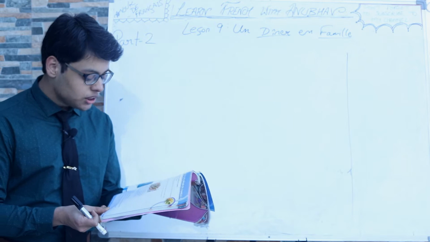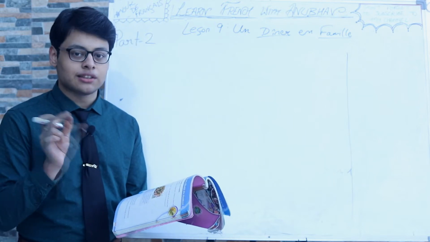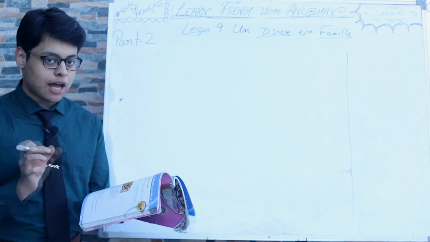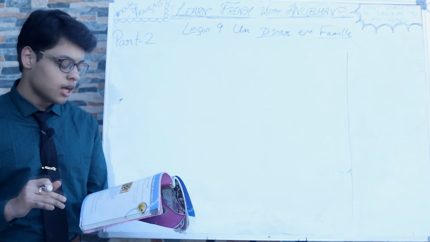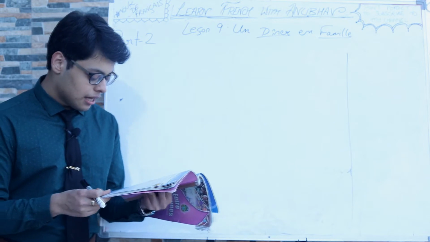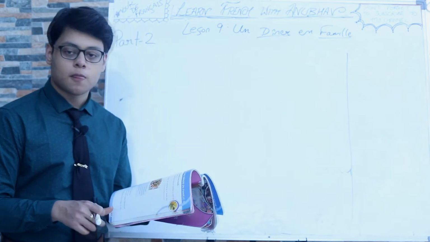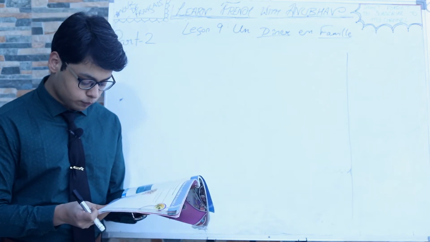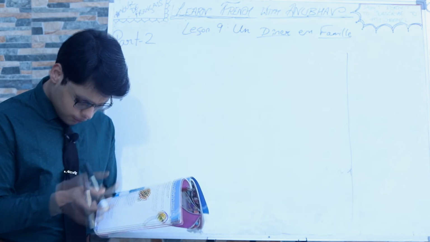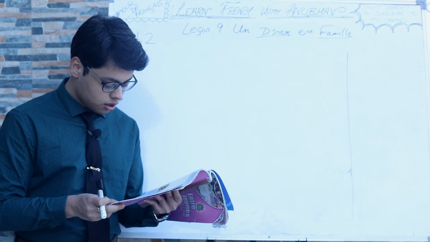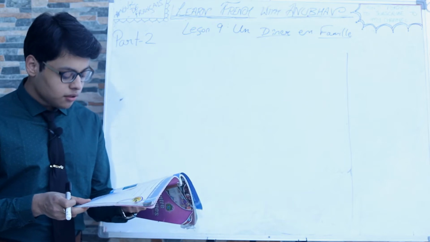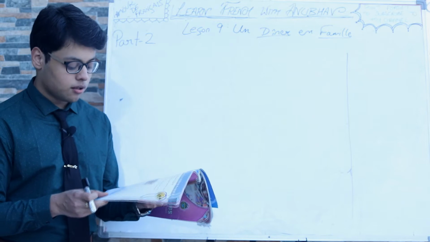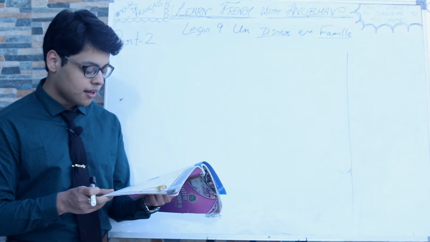Number 3. Éplucher l'oignon. Éplucher, E with an accent aigu, P-L-U-C-H-E-R. Éplucher means to peel. So you need to peel the onions, laver les tomates et le poivron vert. And you need to wash the tomatoes and the green capsicum. So, fourth step. Mettre dans un saladier le riz, les tomates, les œufs, l'oignon, le poivron vert et le maïs.